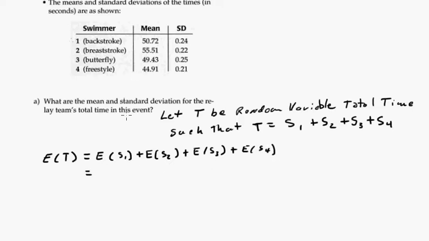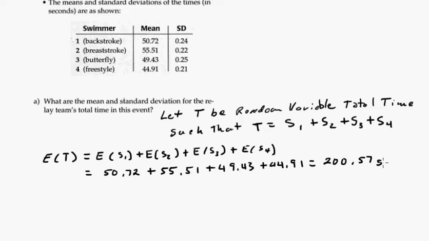So we get 50.72 plus 55.51 plus 49.43 plus 44.91. Okay, so I get 200.57 seconds.